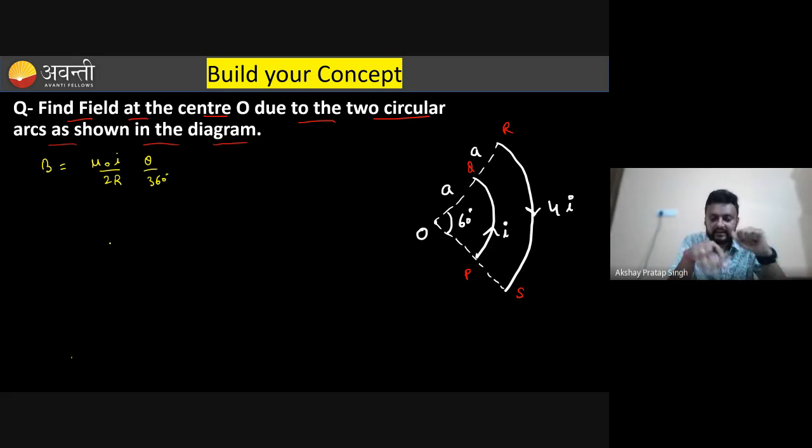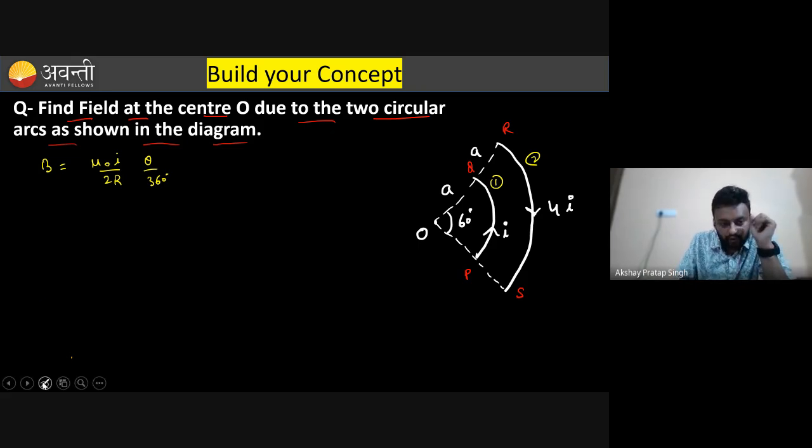Okay. Now, second thing, there are two arcs. So you will calculate field due to these two arcs separately. Let's suppose this is arc 1, this is arc 2. So you will calculate field of arc 1 and then calculate field for arc 2. Then add these two fields according to the vector addition. This is just the principle of superposition that you have studied in electrostatics while solving the questions of Coulomb's law or the electric field. The same way we are going to calculate here.